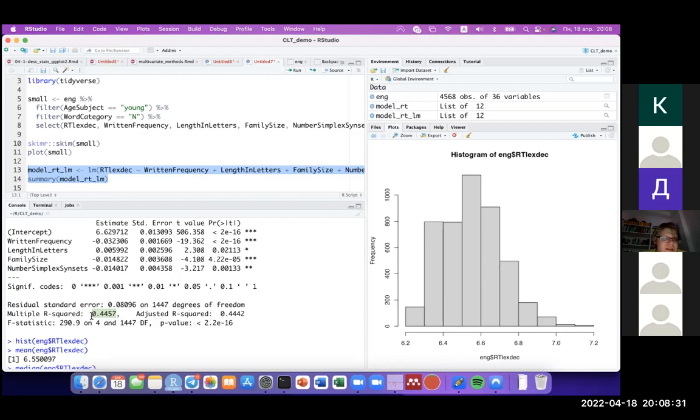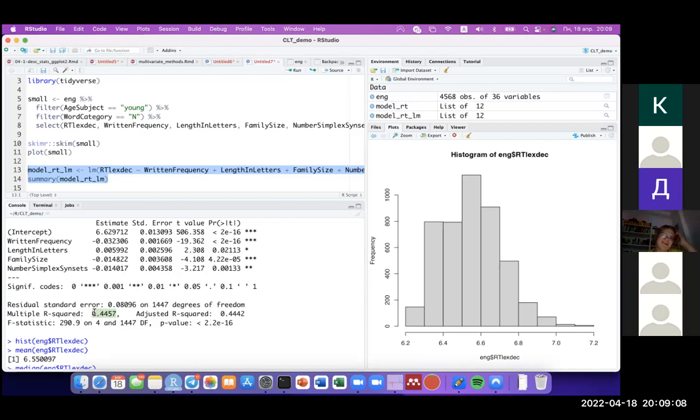So residual sum of squares is errors, right? That you didn't explain. Total sum of squares is what you wanted to explain, right? So when multiple R squared is zero, it means that residuals, so unexplained difference, is the same as the total difference that we wanted to explain. So what we wanted to explain and what we failed to explain is the same.